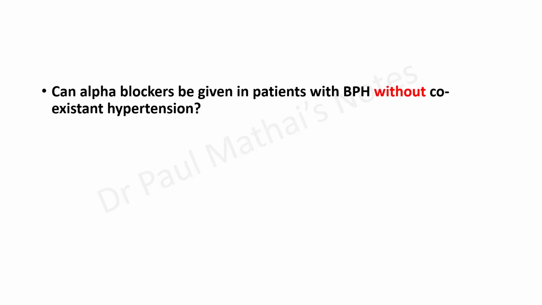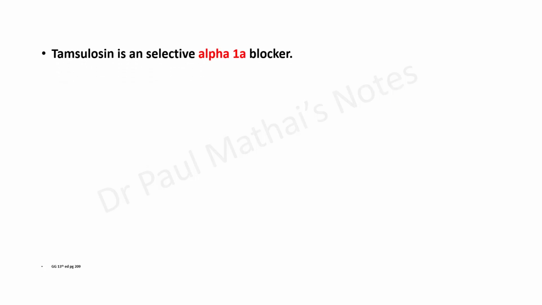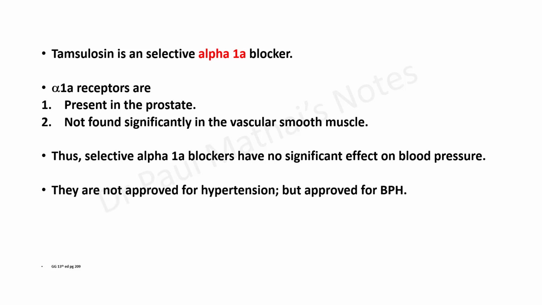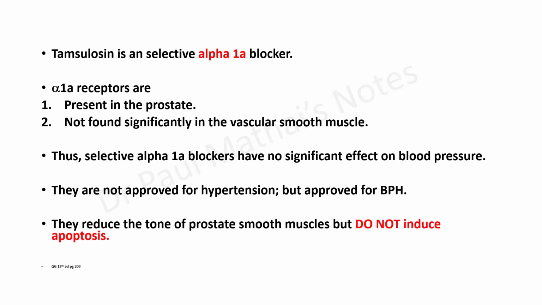Can alpha blockers be given in patients with BPH without coexistent hypertension? The answer is yes. And that's where the alpha-1A selective blockers come in. These include drugs such as tamsulosin. Alpha-1A receptors are seen in the prostate but are absent in the vasculature. The alpha-1A selective blockers have no significant effect on the blood pressure. They are not approved for hypertension but are approved for benign prostatic hyperplasia. Having said that, they do not induce apoptosis of prostatic tissue.